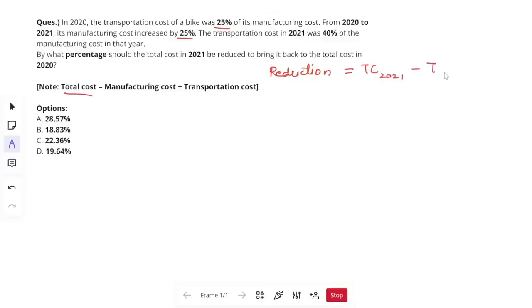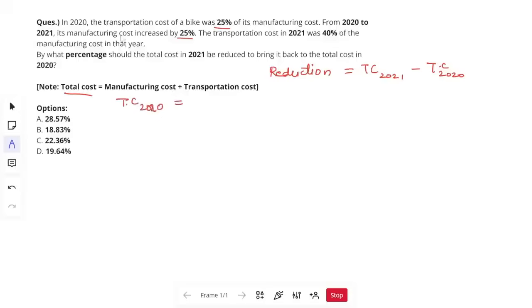If we do that, we get the reduction. Now in order to get the total cost in 2021 and the total cost in 2020, we need to find some things. So let's start with the total cost in 2020. So total cost in 2020 will be equal to what?